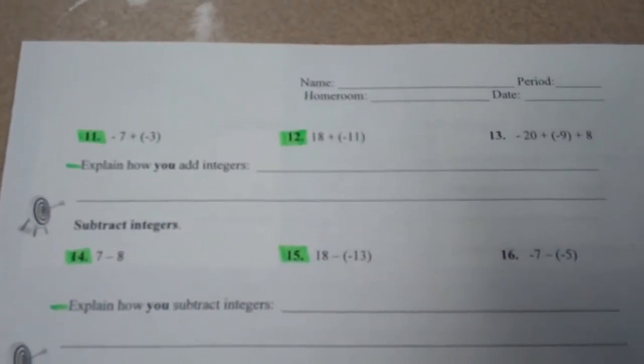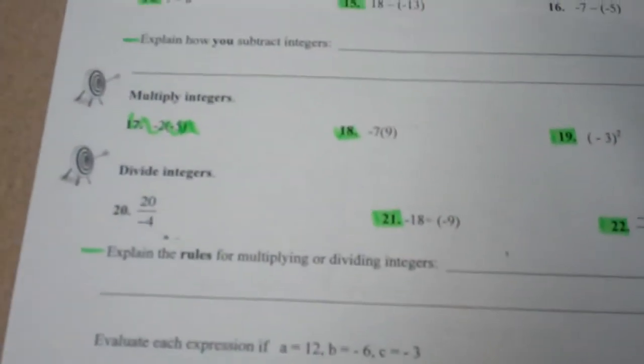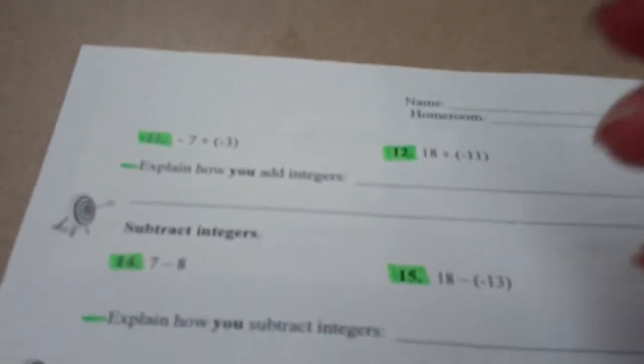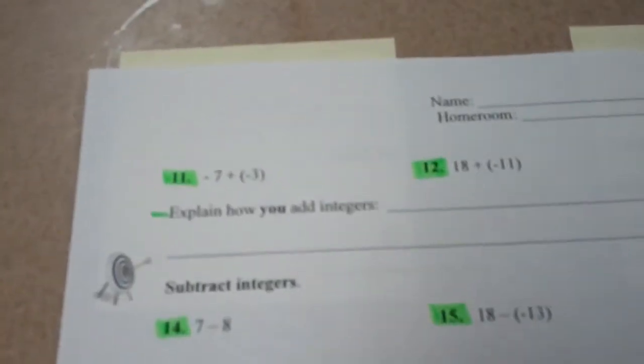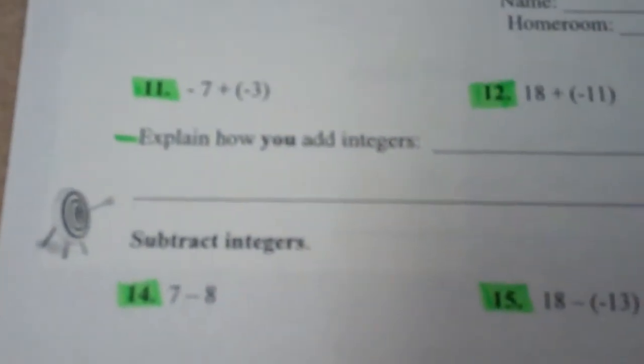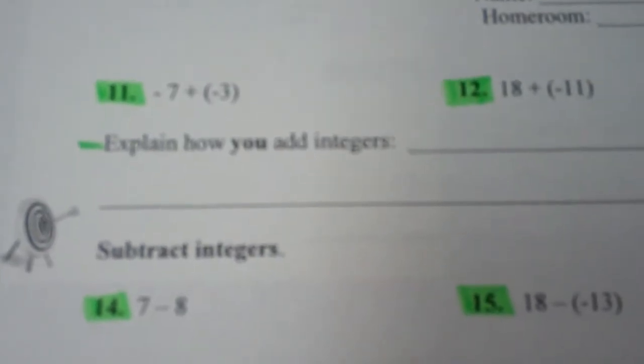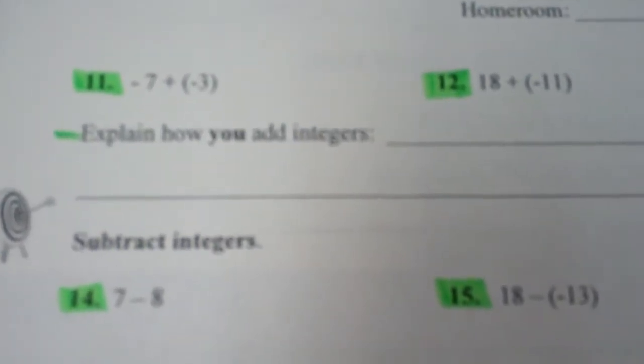Okay? On the back side, we have adding integers, subtracting integers, multiplying and dividing integers, and each one asks you to explain how you do it. So I'd like to explain first. I'm not going to write it down, but I'm going to tell you how to do each one and what I'd like to see in those spaces. On your test, you're going to be asked the same questions, so it'd be good to have these memorized.